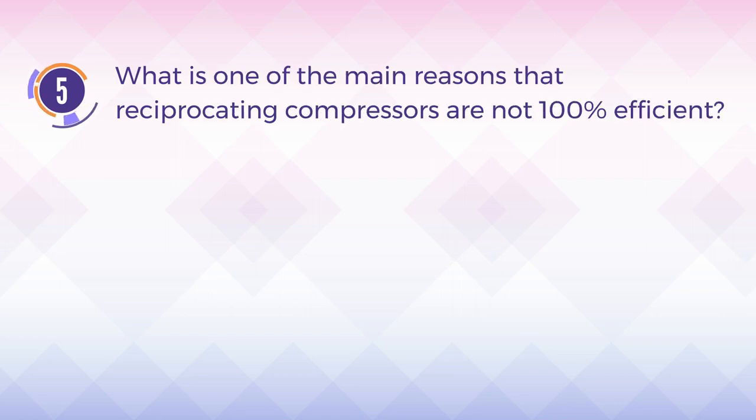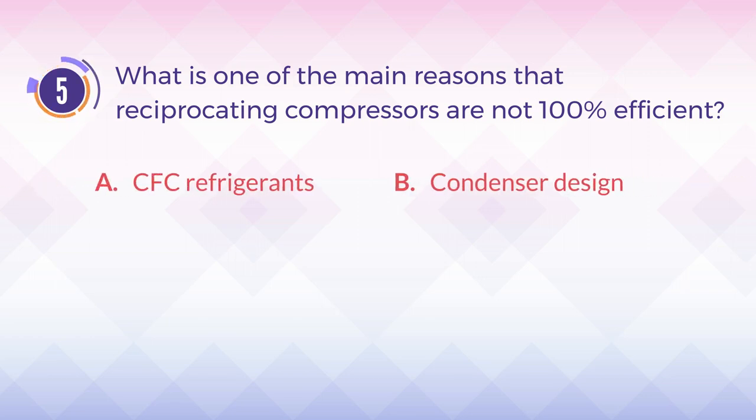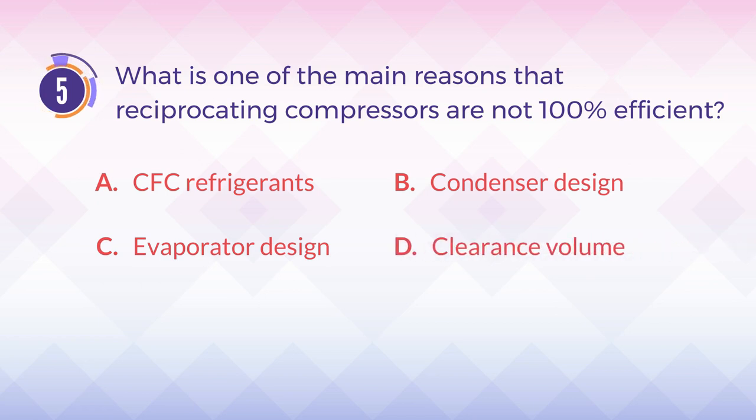Number 5. What is one of the main reasons that reciprocating compressors are not 100% efficient? A. CFC refrigerants. B. Condenser design. C. Evaporator design. D. Clearance volume.